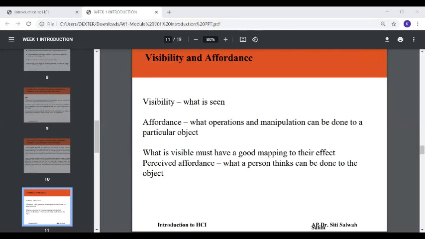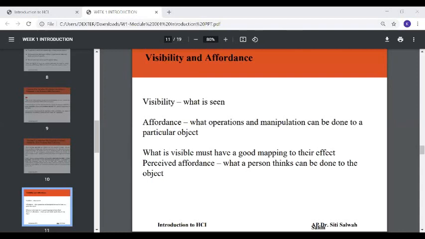For example, a floppy disk. When you see a floppy disk icon, this suggests a save button. So visibility: the control is visible to the user, who knows it's available. And affordance: the image used for the control suggests its function. So it should be obvious what a control is used for.